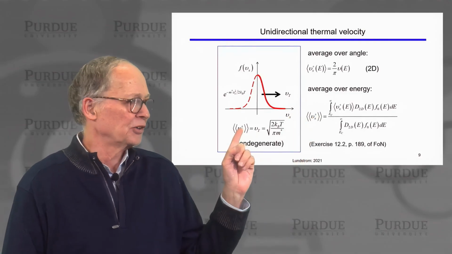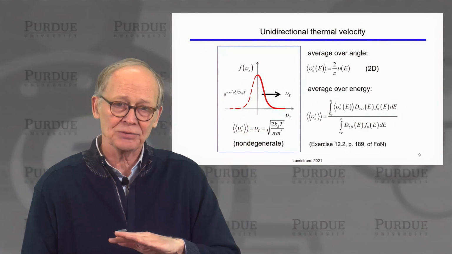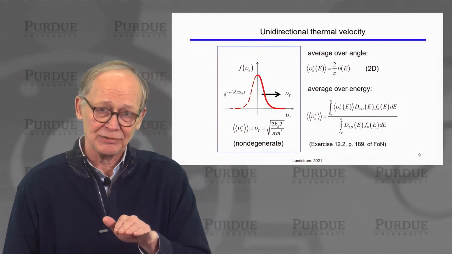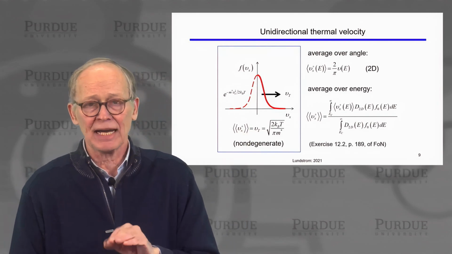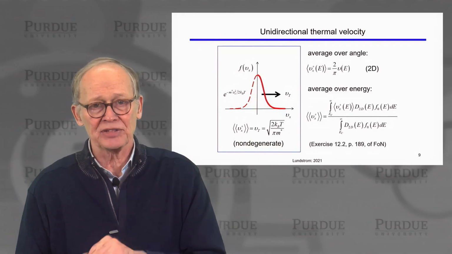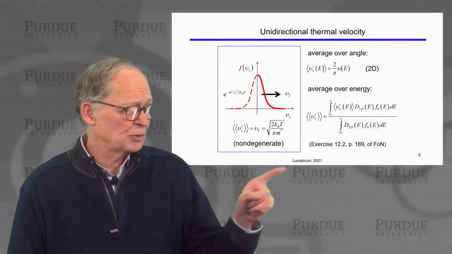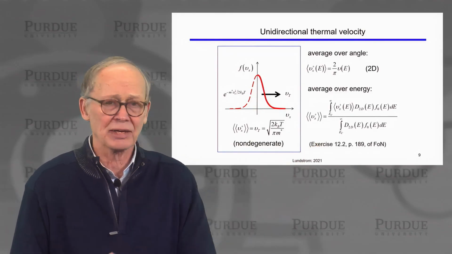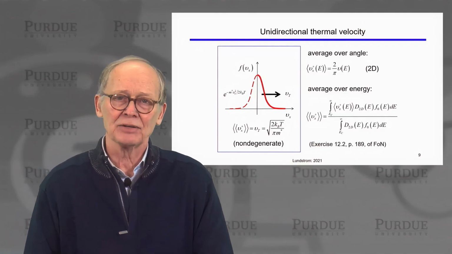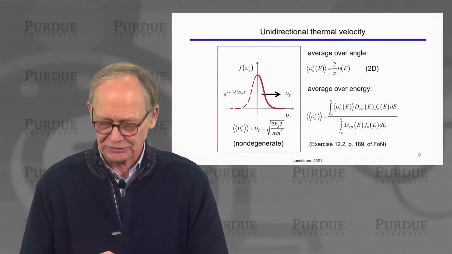That's what the 2 brackets here mean. One average is over angles to get the average x-directed velocity. The other average is over the energies over which the electrons are distributed. If you want to see how that calculation goes, I refer you to this reference in the notes, Fundamentals of Nanotransistors.